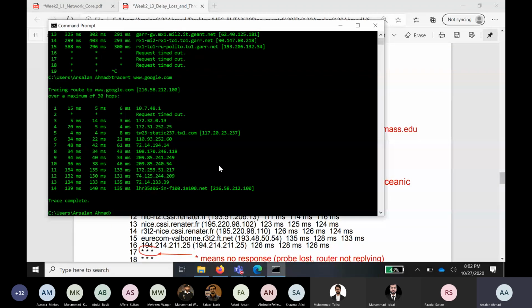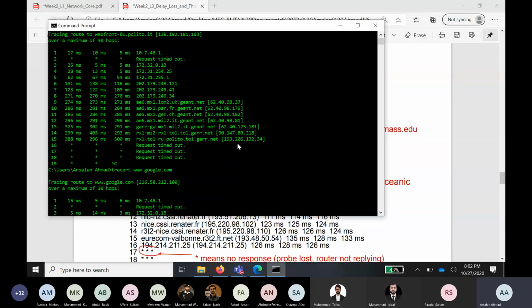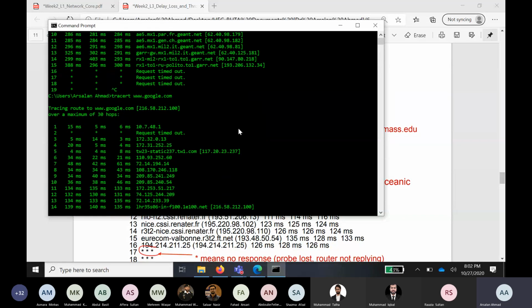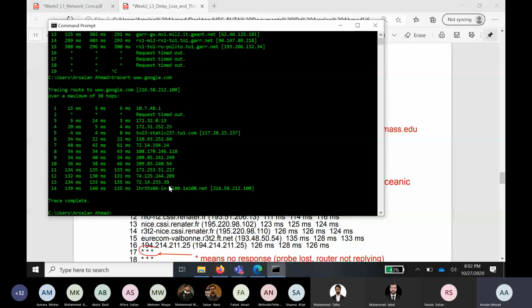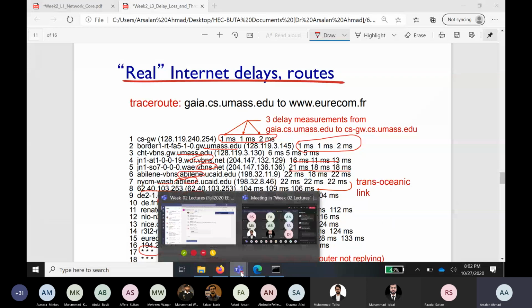Okay, and this maximum limit is kept because 30 is a very safe number. Usually, from anywhere in the globe to anywhere else in the globe, you'd never have a path of more than 30 nodes. It's a very huge number. Okay. So you can see the next trace is finished. I've taken more time. I'm really sorry.